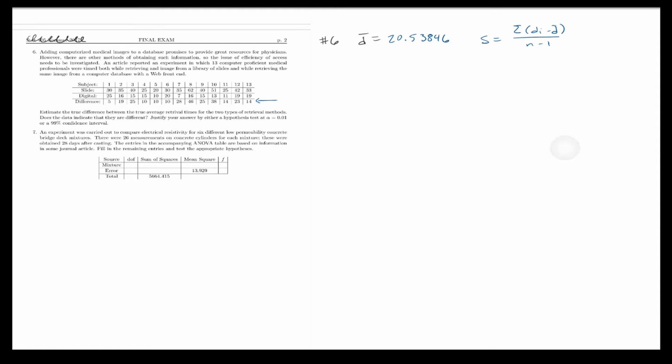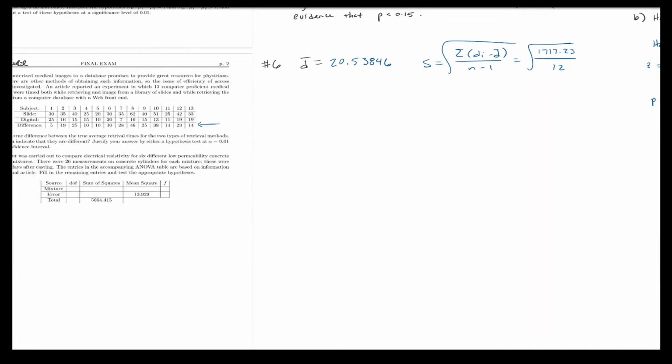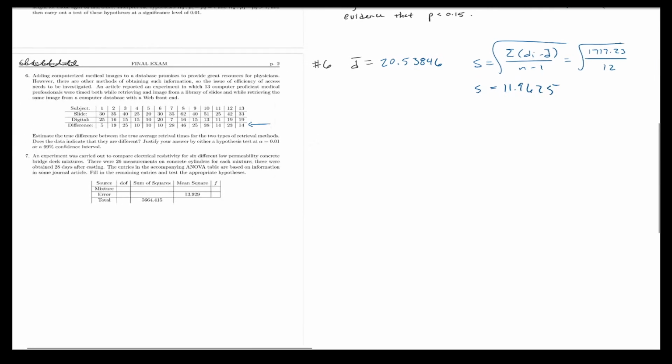Okay, so I should take the square root. So square root of 1717.23 over 12. So I divide this by 12 and then take the square root. So I got S equals 11.9625. I'll store that into E, I guess. All right, so I got my D bar, and I got my sample standard deviation for D.